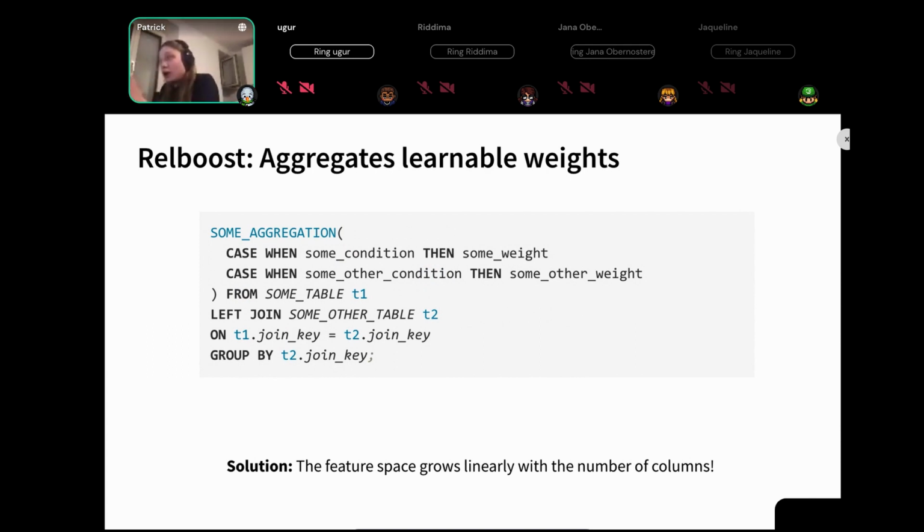the columns can only be used for the conditions. So that means if we have 10 columns, there are 10 conditions we could build here. And if we have 100 columns, there are 100 conditions we could build here. And that means that the feature space actually grows linearly with the number of columns, not quadratically. And that means that RelBoost doesn't have the problem of feature explosion, and it therefore scales to data sets with many, many columns. And this is actually a very big plus. This is a very big strength of RelBoost.